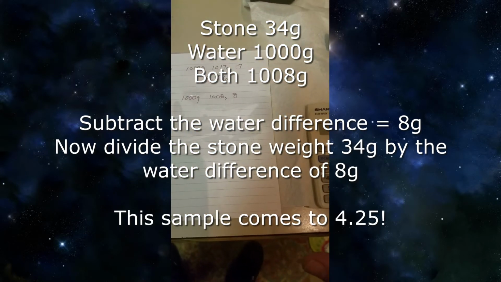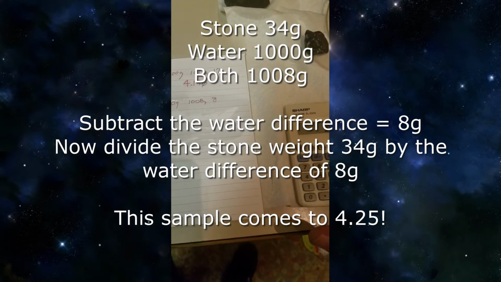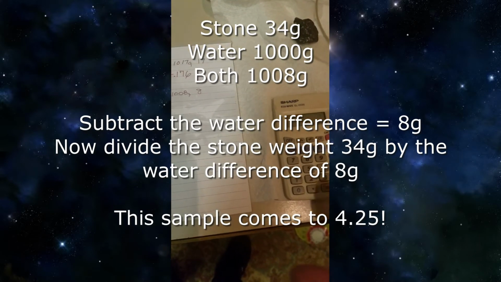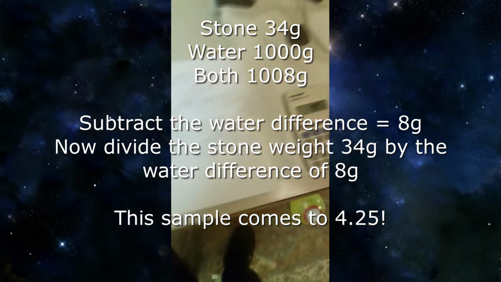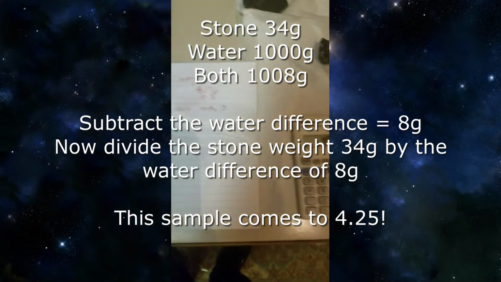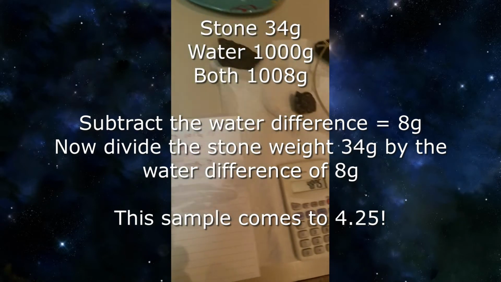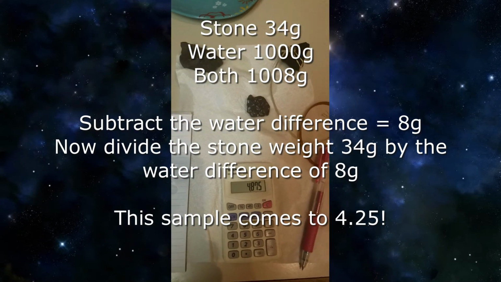So you say 39 divided by 8 equals 4.8. So, and we'll try another one, another known rock.